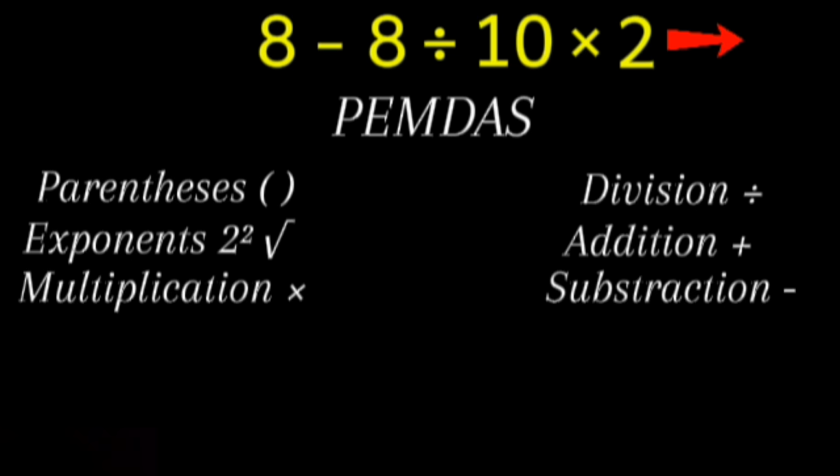People see the question, 8 minus 8 divided by 10, then multiplied by 2, and they rush to subtract first. They do 8 minus 8 immediately, but that is not allowed yet, because subtraction comes last.